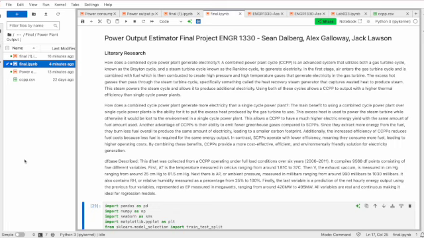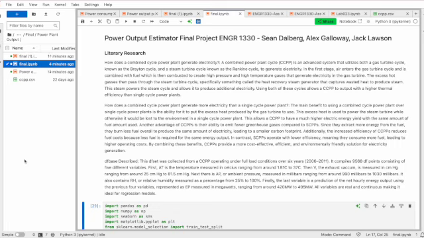Hi, I'm Jack Lawson, and I did the literary research and also helped remove outliers from the data frame. So getting into the literary research, this data frame is a conglomerate of around 5 years of data from a combined cycle power plant and how it generates electricity.